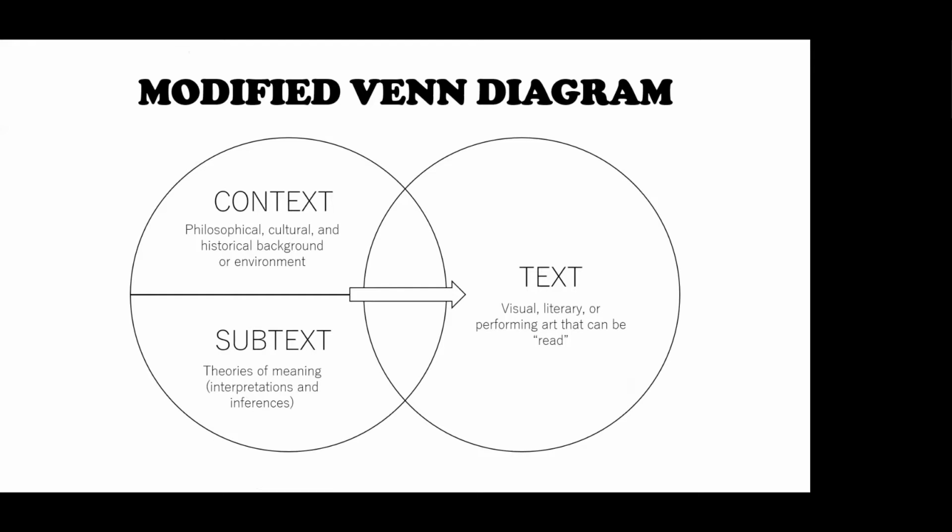Remember, context is our philosophical, cultural, and historical backgrounds and environments in which our arts are created. The subtext is the meanings that we get from those artworks, so how we interpret and infer ideas and purposes from the arts. And finally, our text is any form of material culture that we can use to understand the emotional, the philosophical, and the historical background of the people of the day. When we say text in our course, we mean any visual, literary, or performing art that can be read.